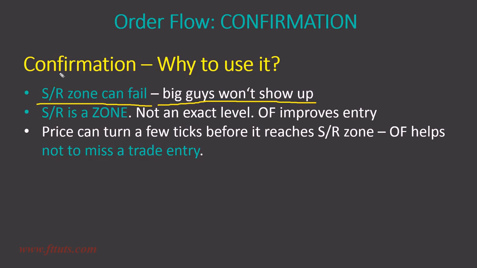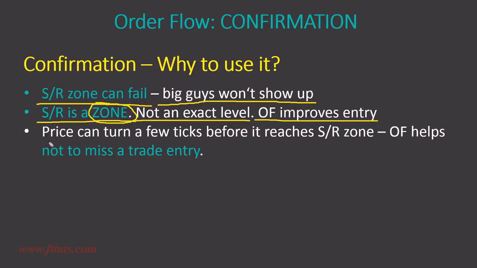Now, the next reason why to use the order flow as a confirmation is that support and resistance zones are zones, not exact levels. Support and resistance is a zone. For intraday trading, it could be like a 5 or 10 tick zone in which you expect a reaction, right? So it is a zone, and the order flow improves entry. It tells you where exactly in that zone you want to enter your trade.